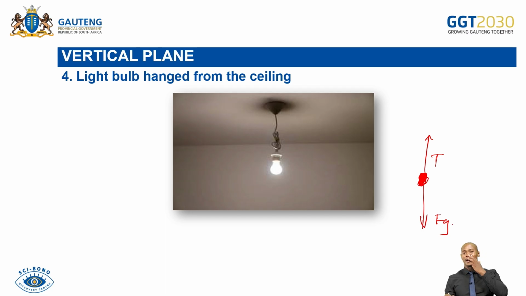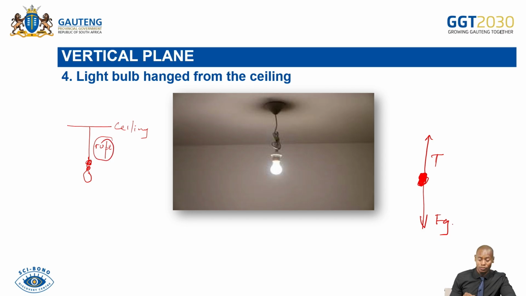So maybe I forgot something here, to talk about tension. If you talk of tension, that is actually the force on the rope, the force on a cable, the force on a tow bar, for example. Here, we have the ceiling, there is a rope, and then there is a light bulb there. So when you talk of tension, that is the force on the rope, the force on the tow bar, or the force on the cable.